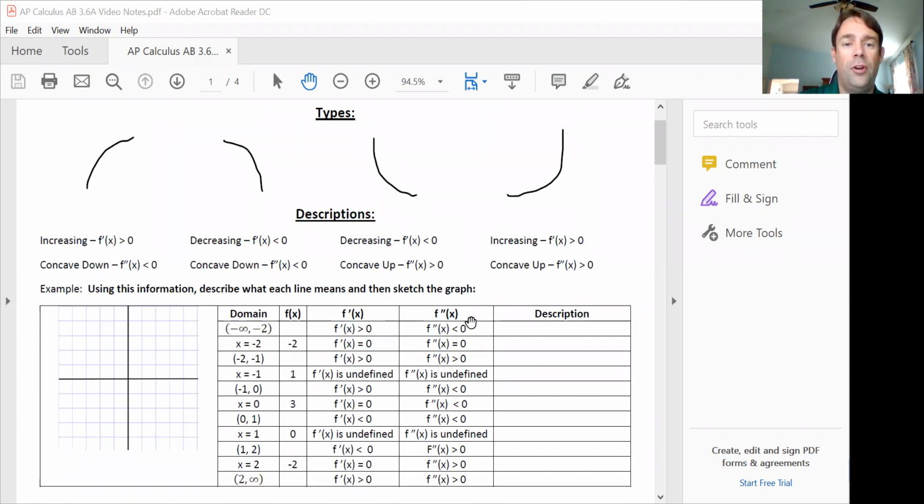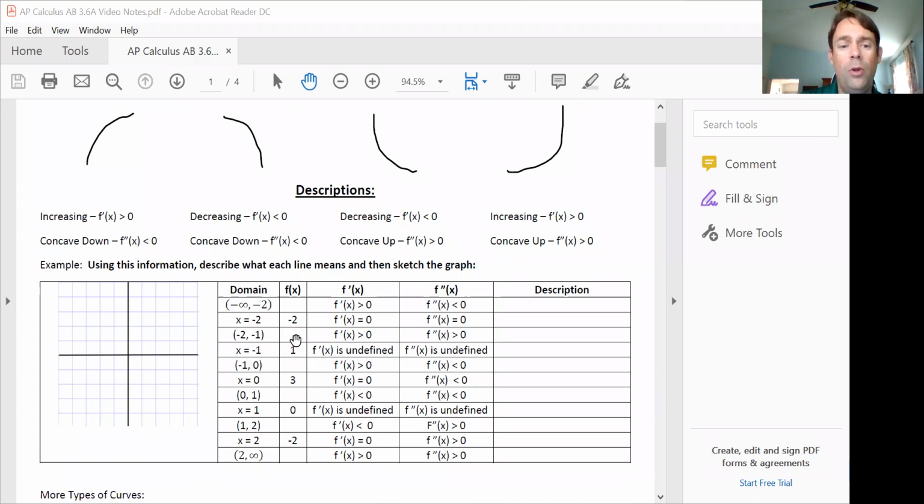So let's start here. What I want you guys to do is pause the video and see if you can determine what's going on at each of these 5 values right here, and then put a little description of what you think it might be. Go and pause the video and do it.